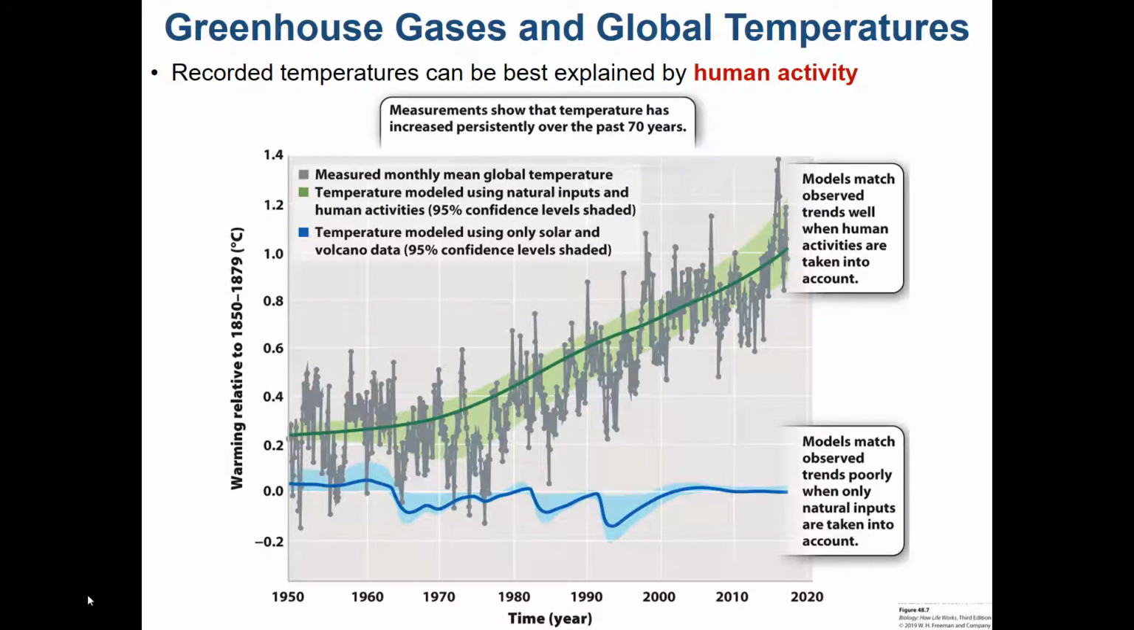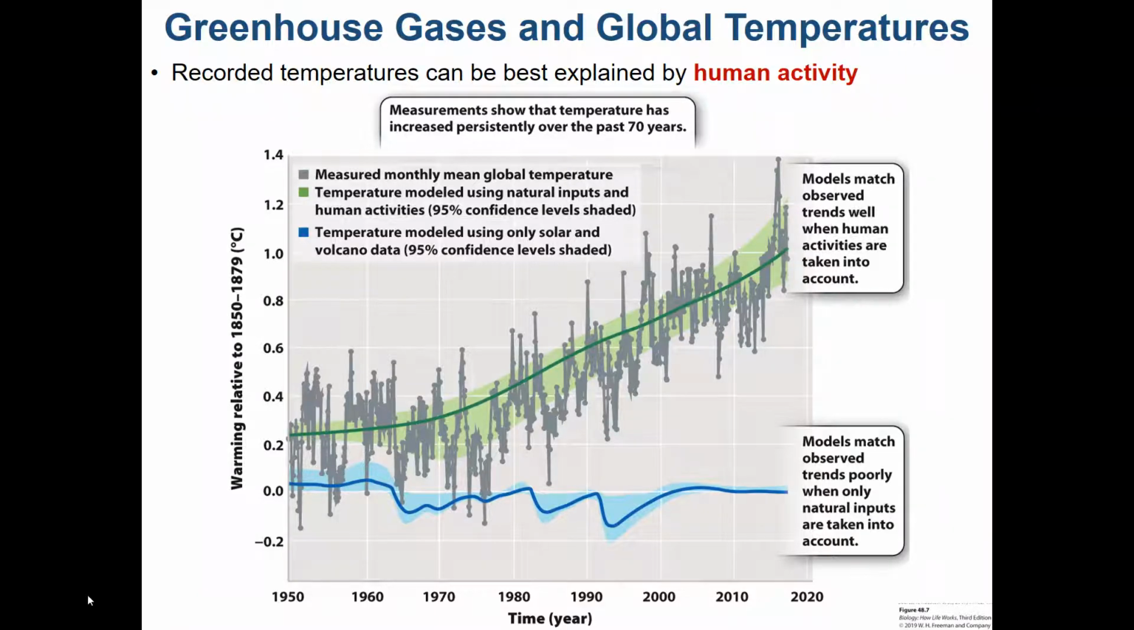This graph depicts the changes in monthly mean global temperature over the past 70 years. The green line represents temperature modeling using natural inputs and human activities. The blue line represents temperature modeling using only solar and volcano data, so not having any impact from humans. The gray line is the measured monthly mean global temperature, so the actual temperature each month.